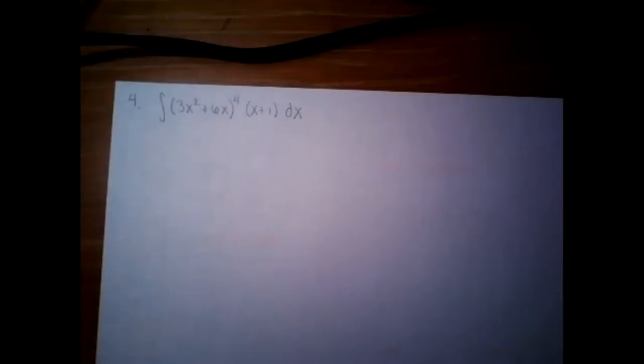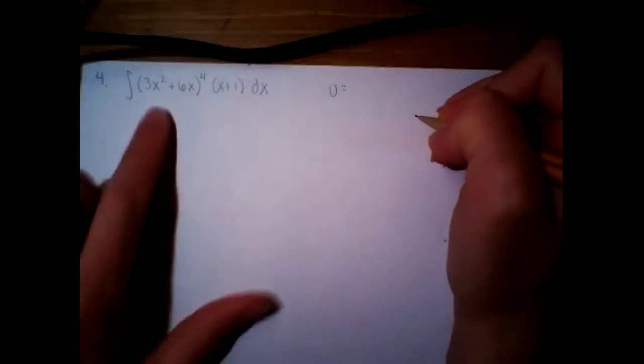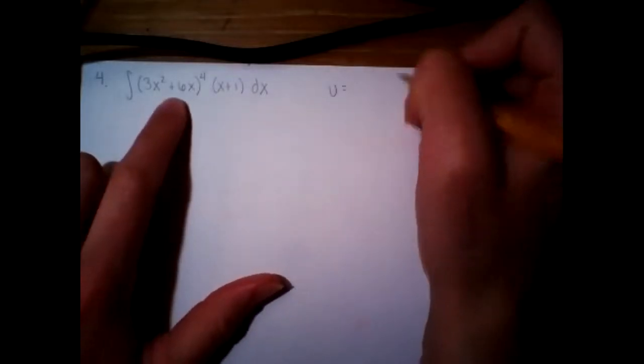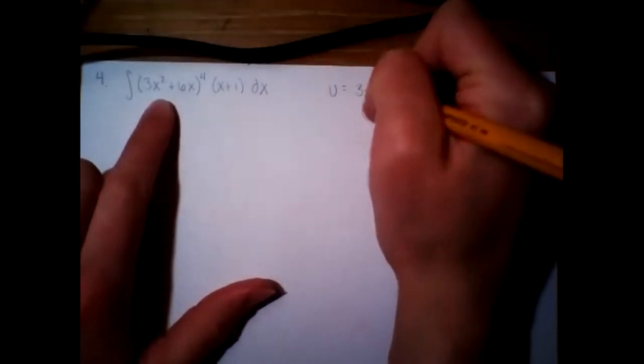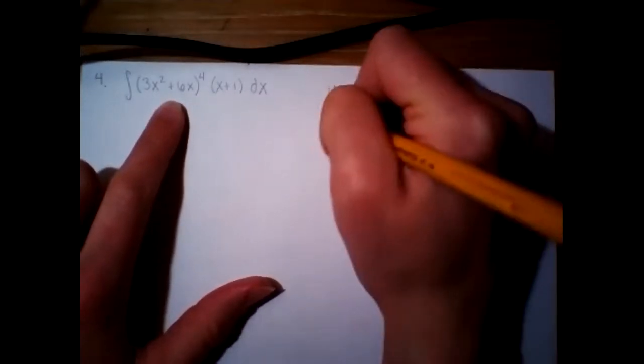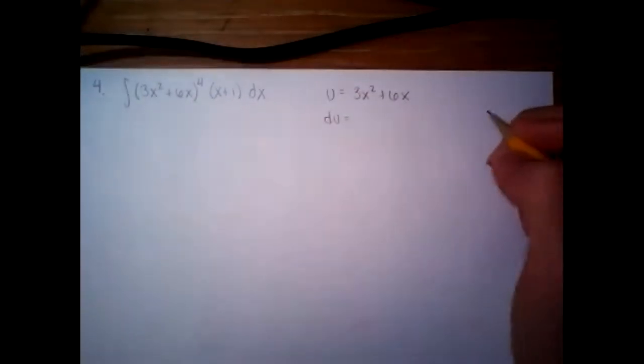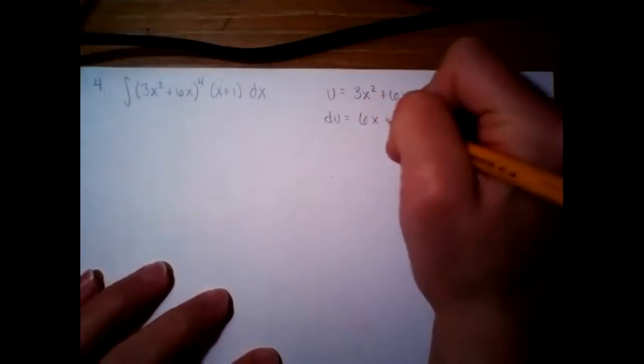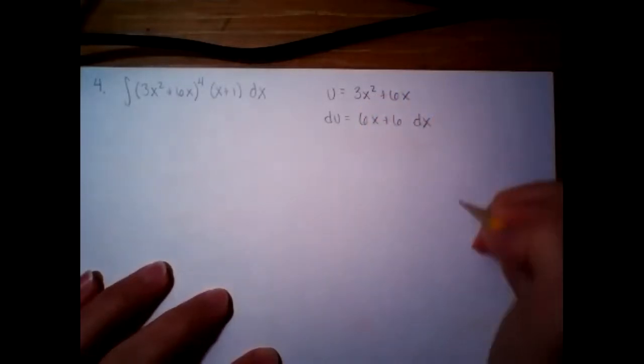All right, so I hope you got a chance to just give that a try. Let me go over this one for you. So we're going to let u equal the inside stuff, so this 3x squared plus 6x. And then we're going to do that derivative. So that derivative would be 6x plus 6 dx.